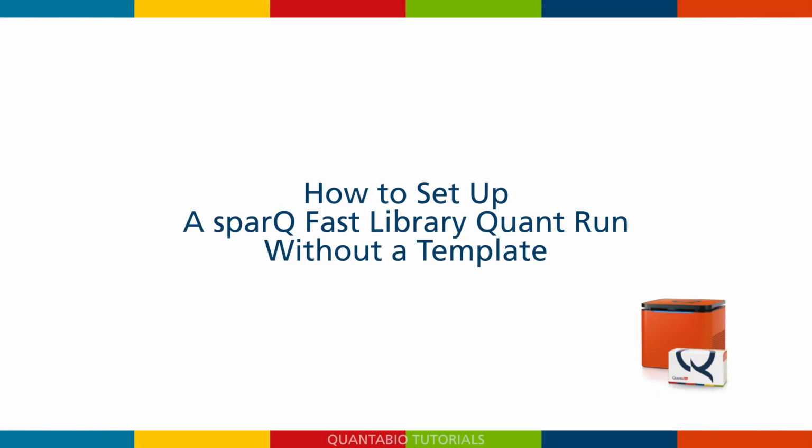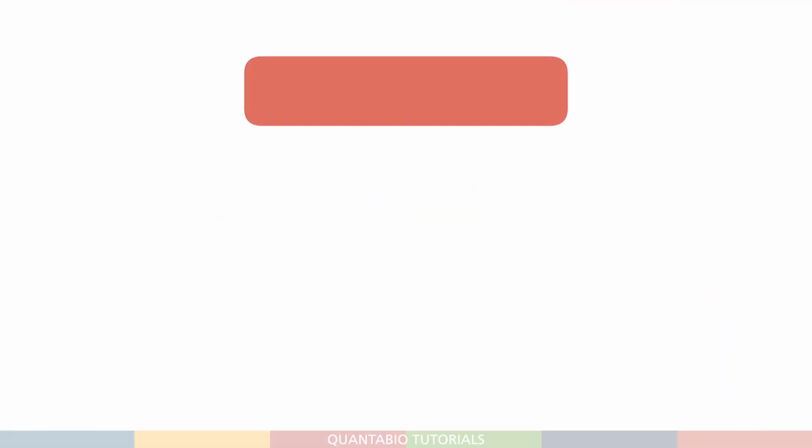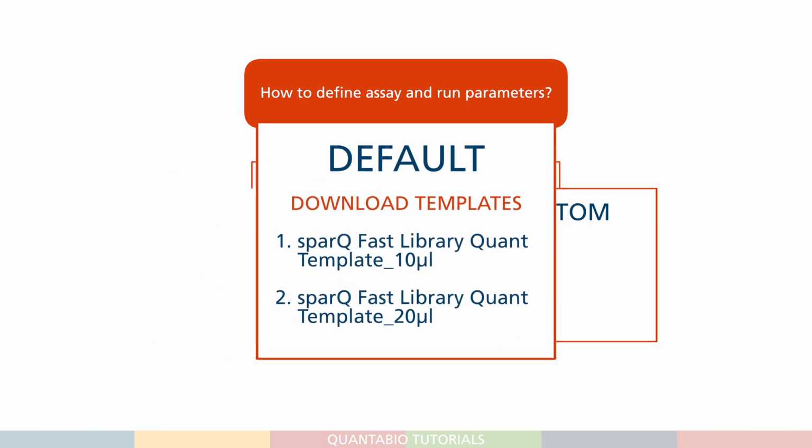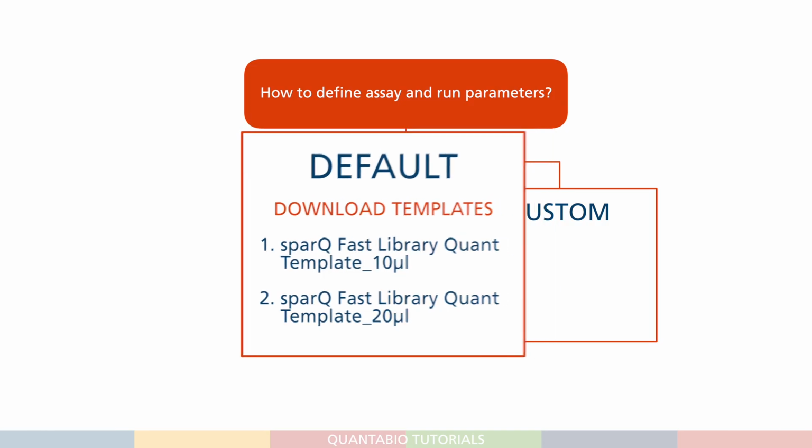This video tutorial will show how to set up a Spark Fast Library Quant run without a template. QuantaBio offers two template files that load information about the cycling conditions, analysis parameters, and positions of the Spark DNA standards into the Q software. These templates should be utilized by most customers.